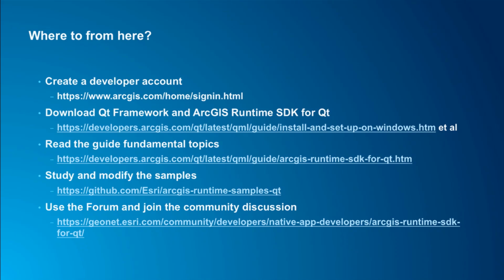So, we hope you find this something that's worth your time to go and download. Remember, the downloads are no cost. You can go get the Qt framework, you can go get the Runtime SDK, bring them onto your system, set them up, and have fun building runtime applications from simple to complex. Log on to ArcGIS Online with your developer account. You probably have one already if you've been using developer APIs. If not, it's easy to sign up for one. Download the things that you need to download and do some reading.